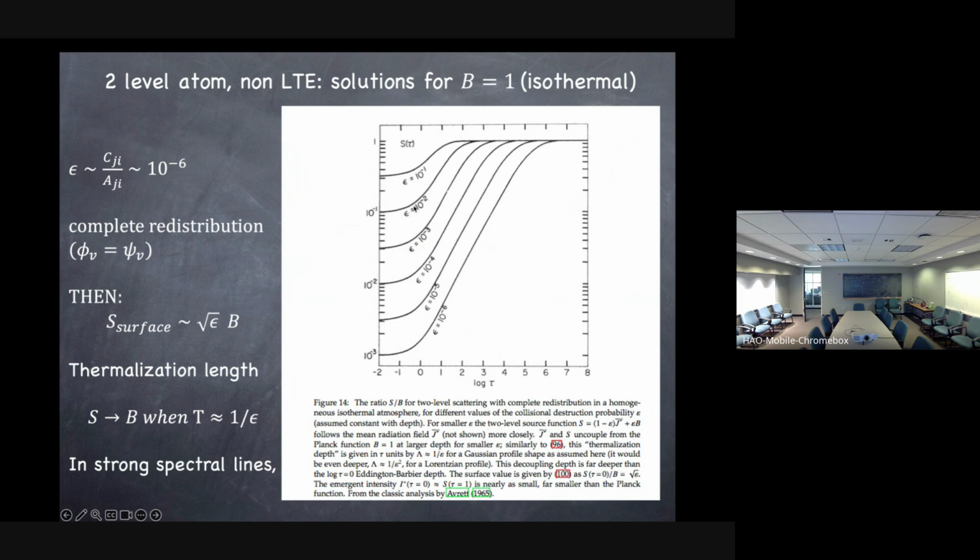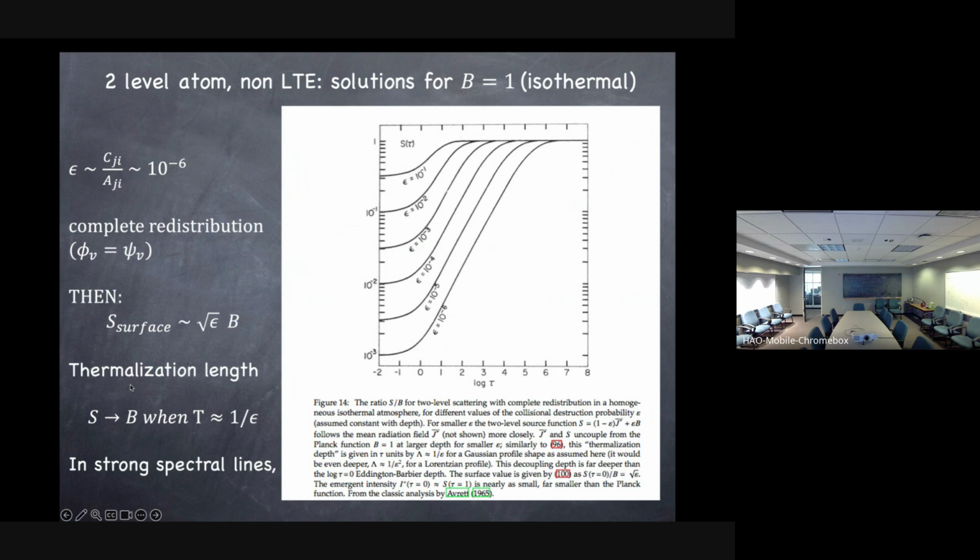And if you look at different epsilons, you find this very systematic pattern. And if you have a small number, like for magnesium, this might be 10 to the minus 4, 10 to the minus 6, somewhere in that range, then you know that your source function over most of the atmosphere, especially the bits you're looking at, is going to be way out of LTE. LTE would have a source function that's 1 all the way across.